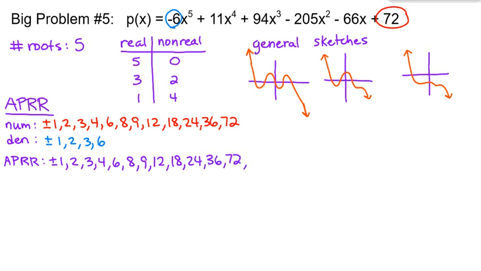Next, I'm going to put all the numerators over 2. So 1/2. The next one is 2 over 2, but that's just 1, and we already have that. 3 over 2.